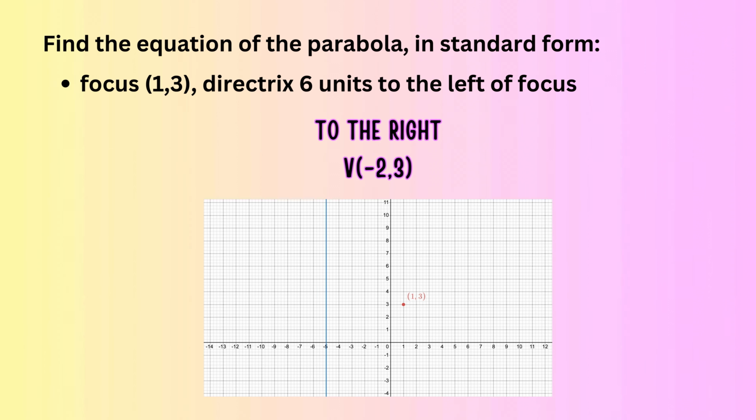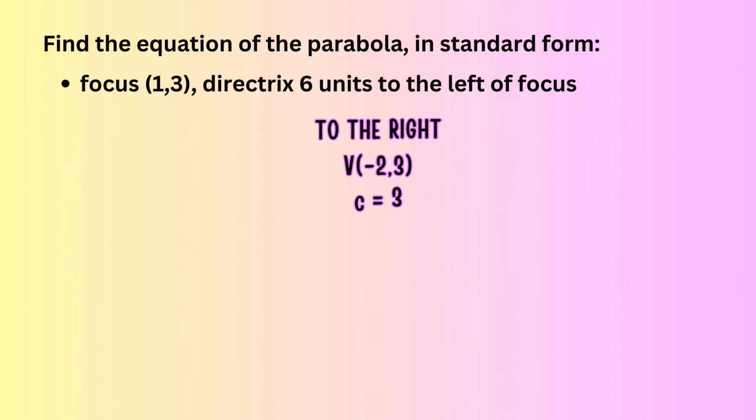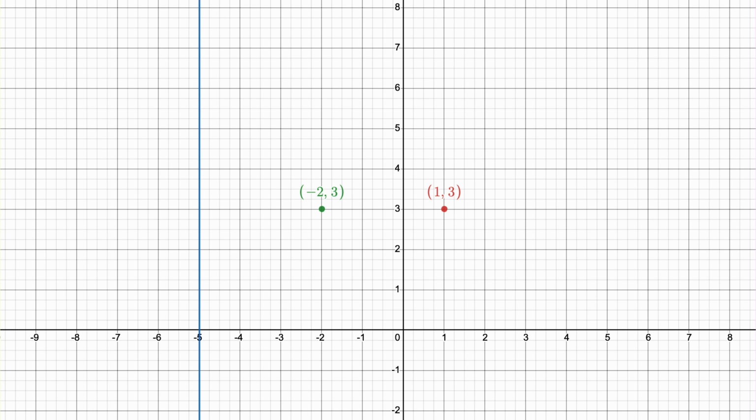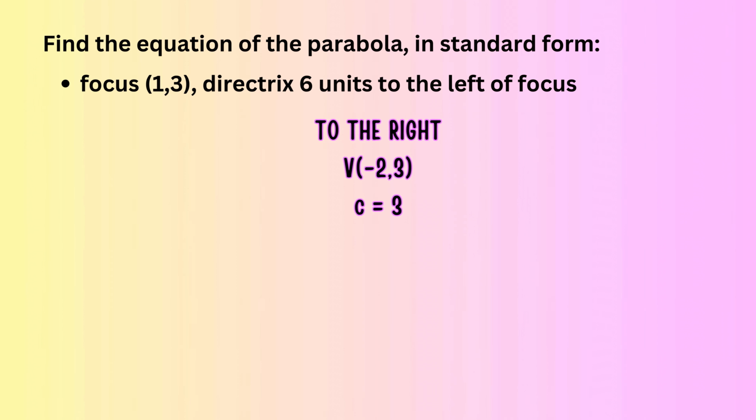We can plot them on a Cartesian plane to better visualize the given. Since the distance from the focus to the nearest point on the directrix is 6 units, we can just divide it by 2 to get the distance from focus to vertex. The vertex is 3 units to the left of the focus, or at (-2, 3). With this, we were also able to find the focal length c as +3, since it is the distance from the focus to the vertex, and the parabola opens to the right.